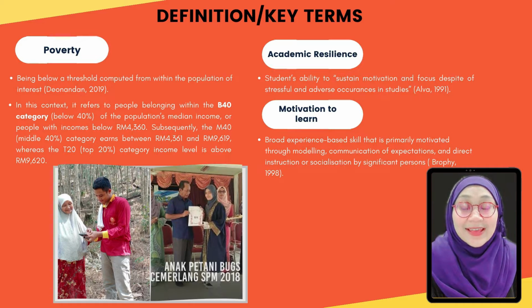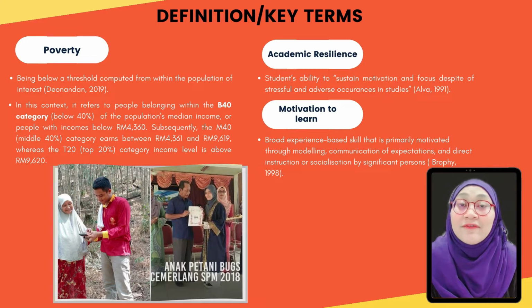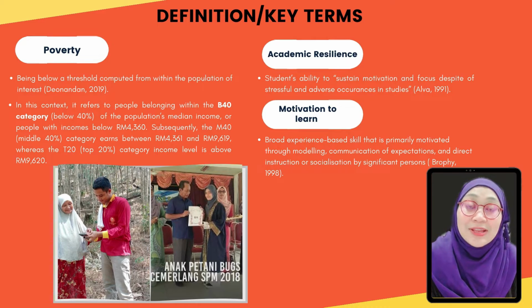Poverty can be defined as being below a threshold computed from within the populations of interest. In this context, we refer to B40, that is income below 4,350. Academic resilience is defined as a student's ability to sustain motivation and focus despite stressful conditions.